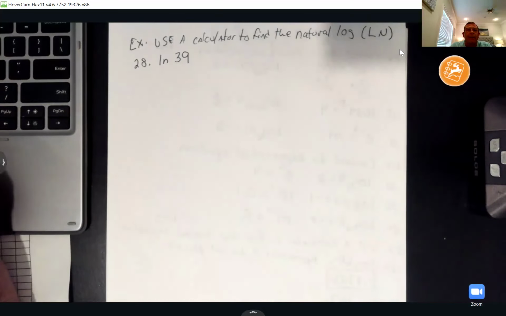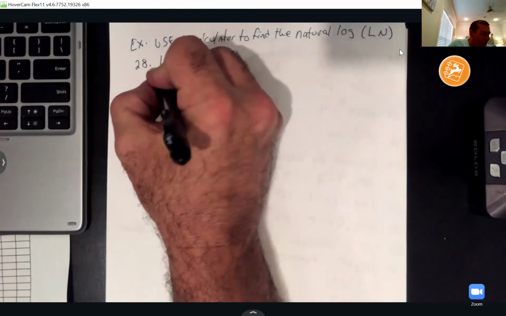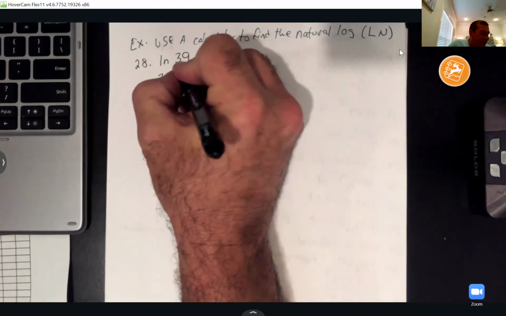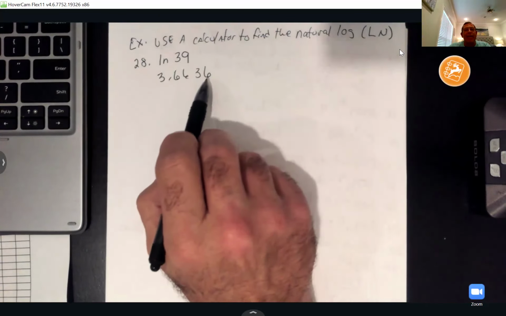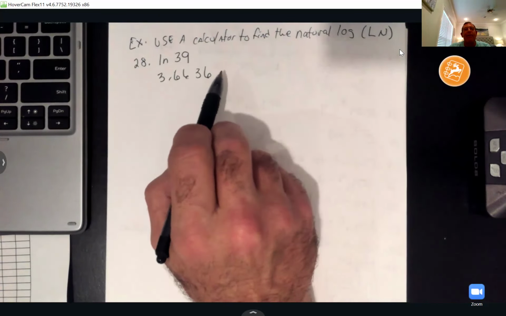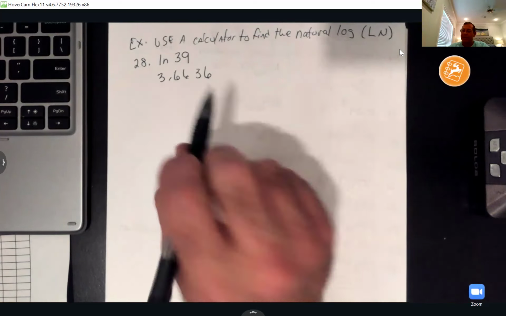All right, let me see if, oh, nothing on my chat or, okay, y'all. 3.6636. Oh, perfect. 3.6636. Because y'all, this had a 5 and a 6 after it. Since the 6 was bigger than 5, that 5 rounded to a 6. Good job.